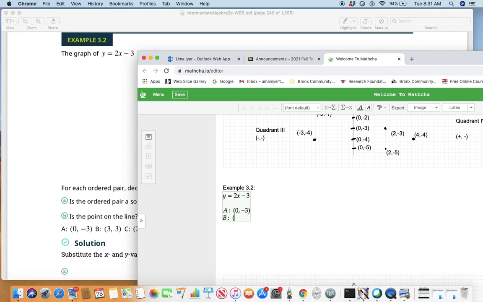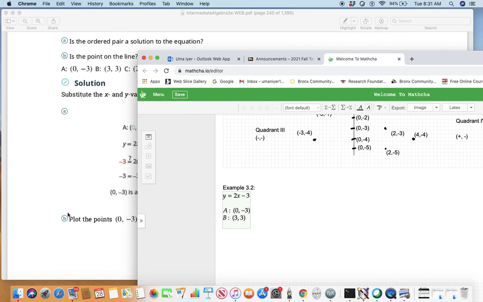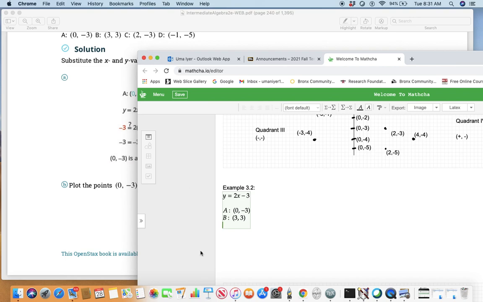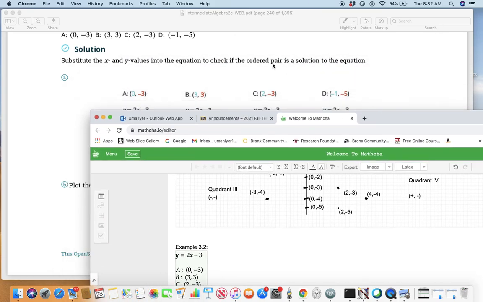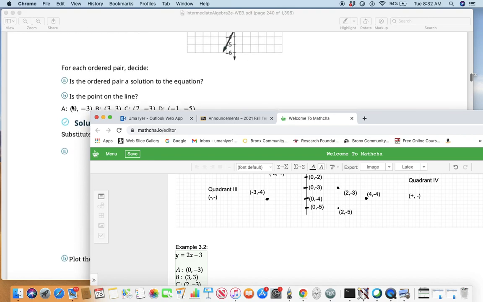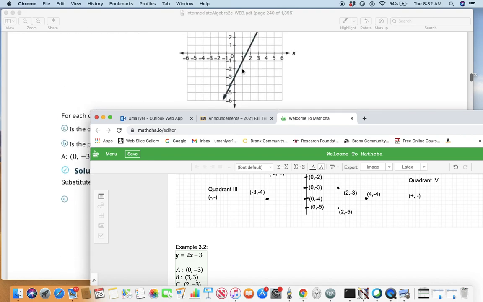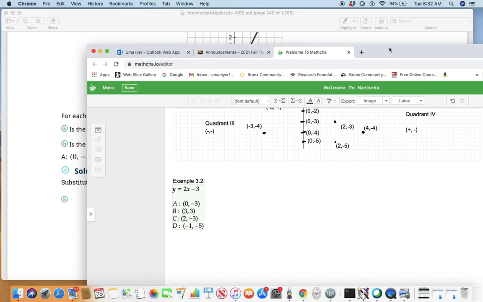B is 3, 3. C is 2, negative 3. And D is negative 1, negative 5. So, let's look at these points again. 0, negative 3. X is 0, y is negative 3. That point is on the line. Okay?